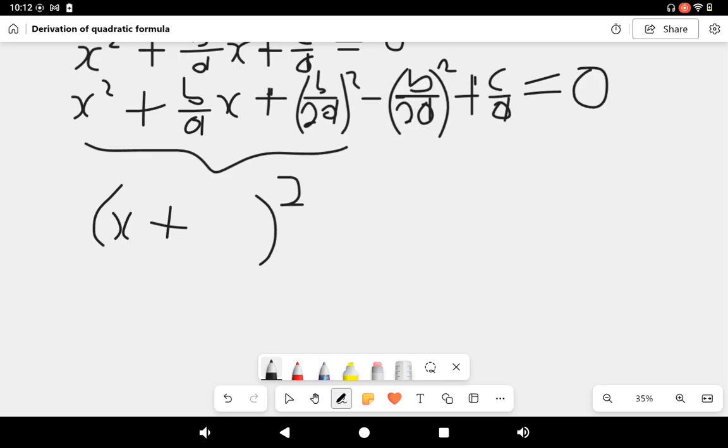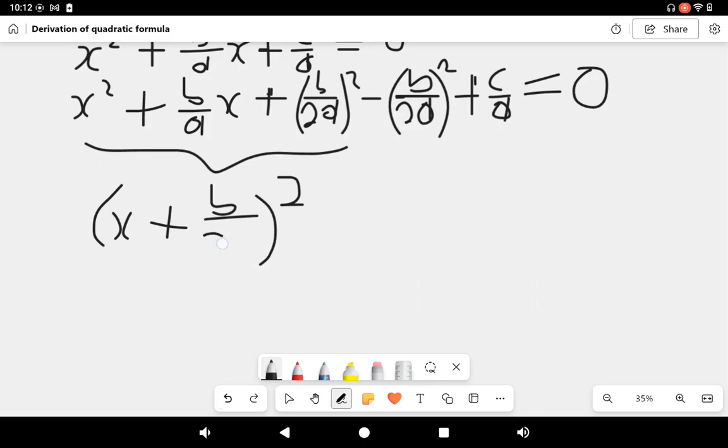Now I'm just going to write what's inside that bracket on the third term, which is b over 2a, b over 2a, right? This is 2, by the way, not some delta. Let me just fix it.